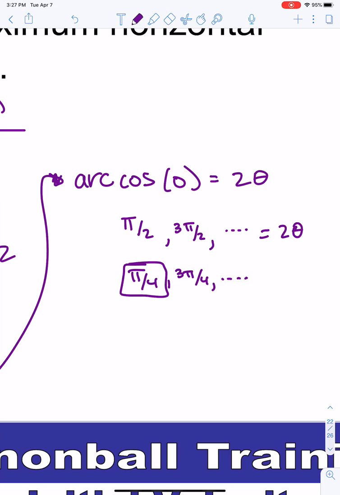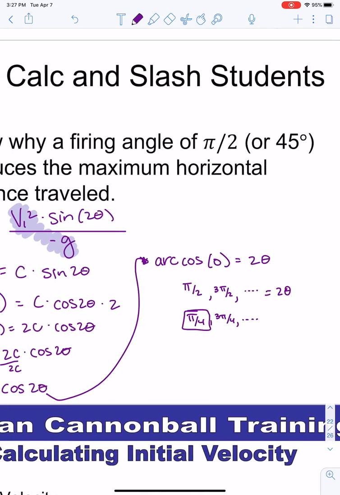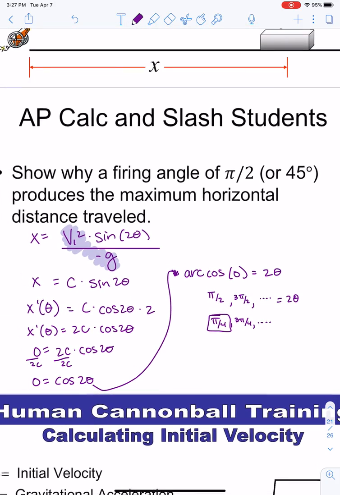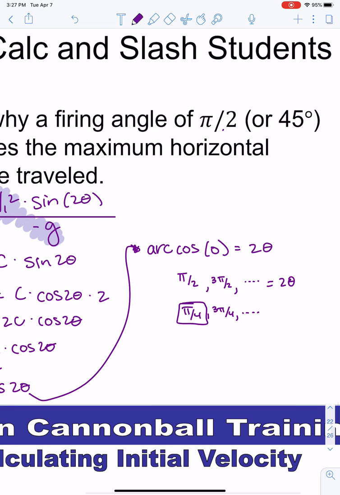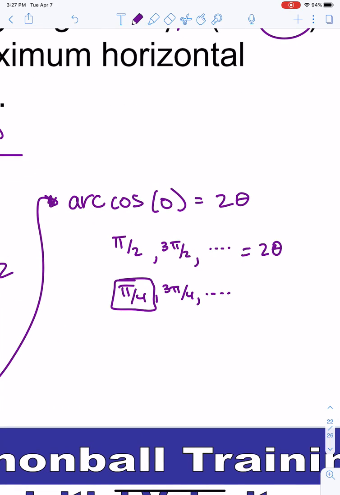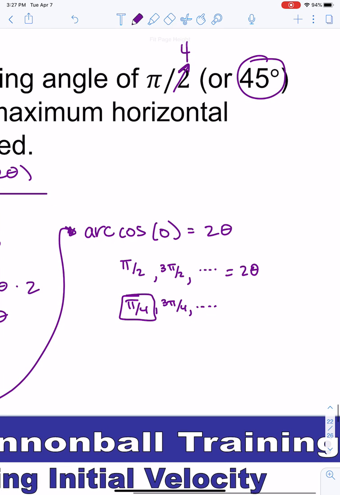So pi over 4, or 45 degrees, is where you are going to, oops, I wrote that wrong, sorry. I meant 45 degrees. That's pi over 4. My apologies. So pi over 4 is that maximum angle.